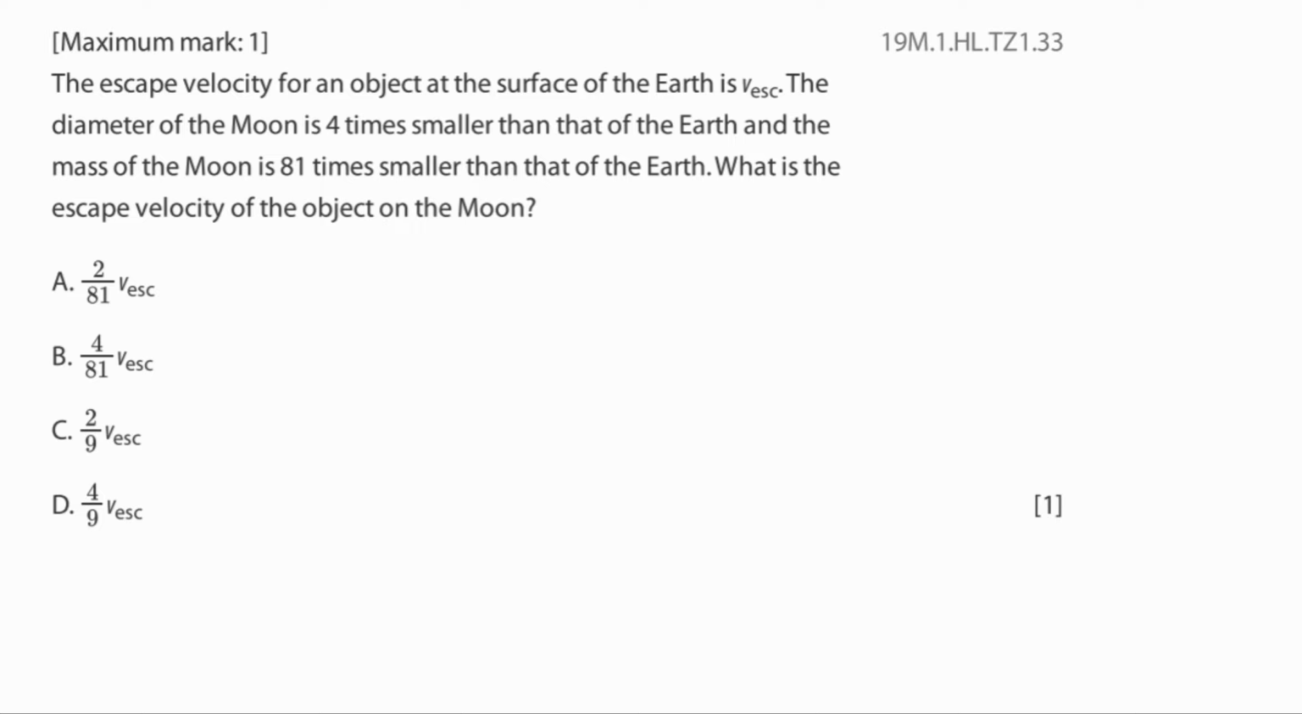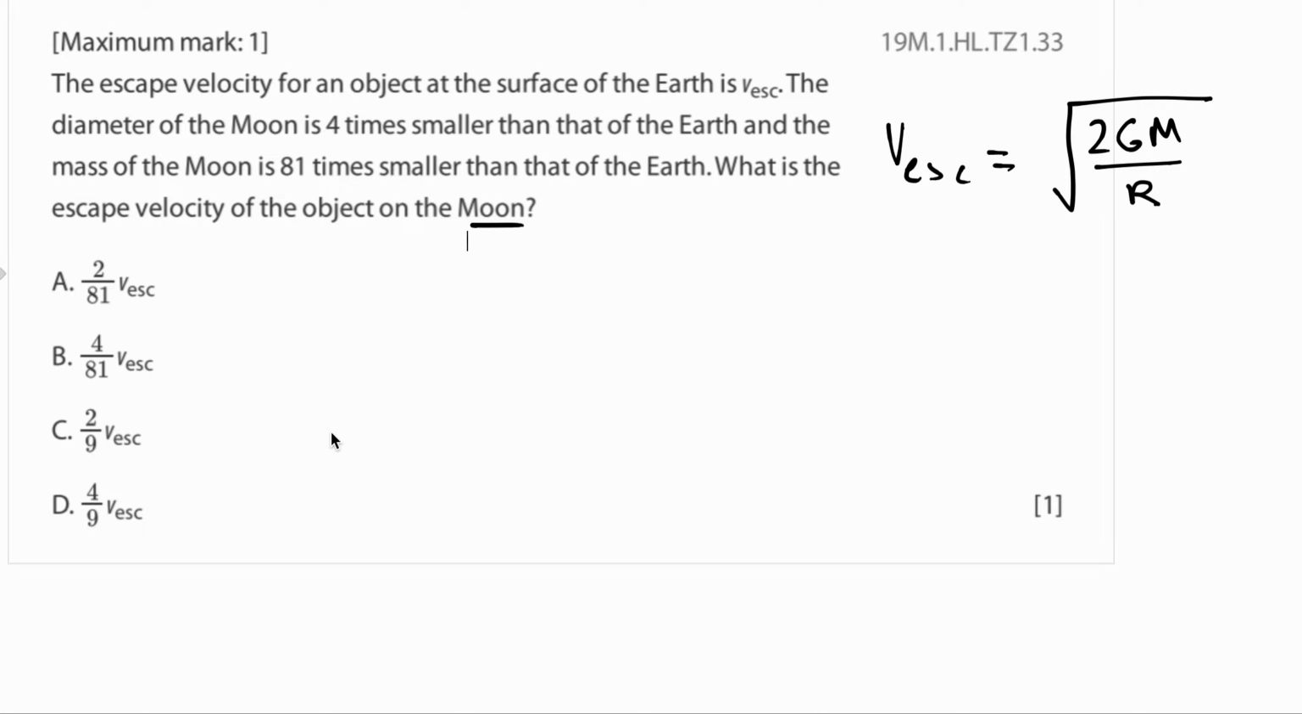Now, let's remember what is the formula for escape velocity. This is in your data booklet, but I highly recommend you memorize this to save time. V escape is equal to the square root of 2GM over r. Okay, so what are they asking? They're asking us to find it on the moon.